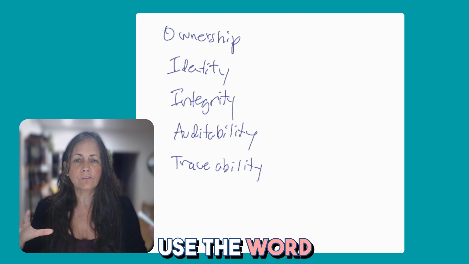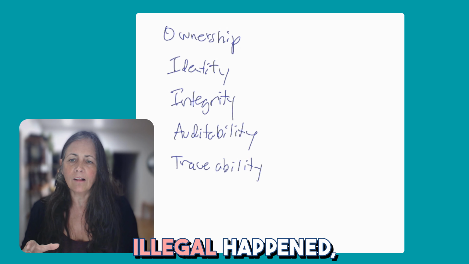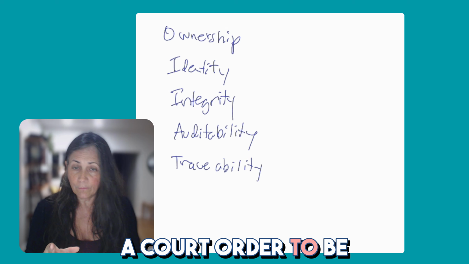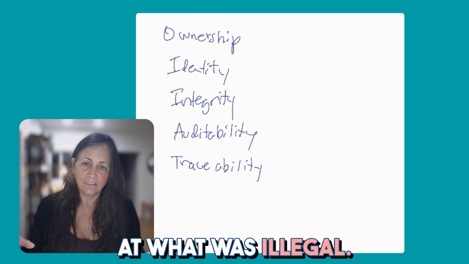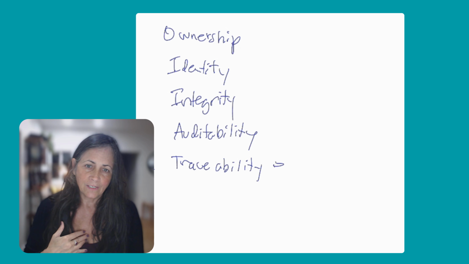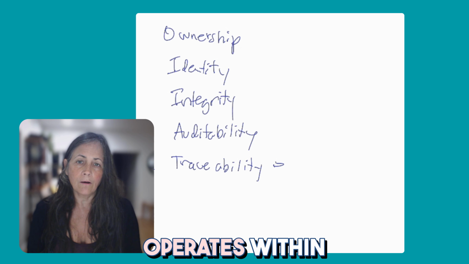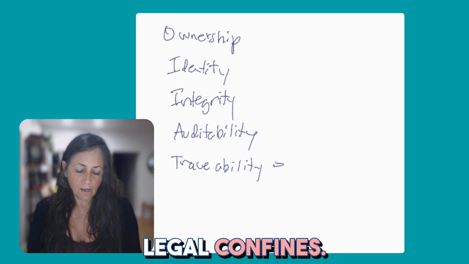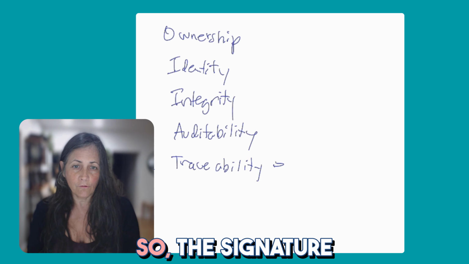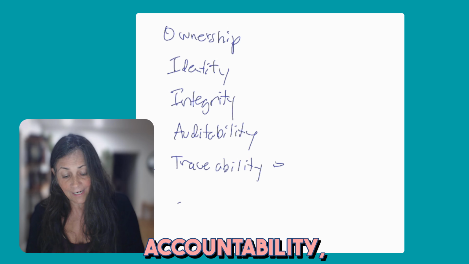That's why we use the word pseudonymous, because if something illegal happened, we need a way with a court order to be able to go look at what was illegal. And so traceability is important. BSV is a chain that operates within legal confines. I believe it's the only chain that does. So the signature is super important in all that.